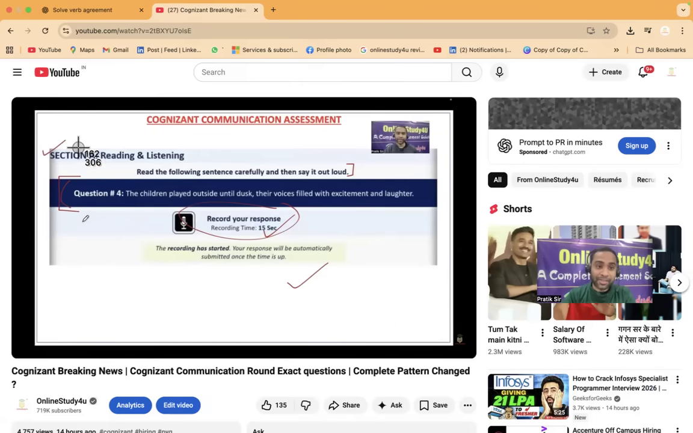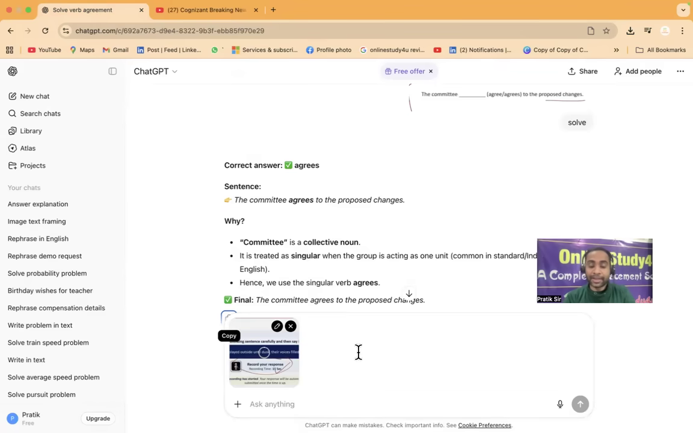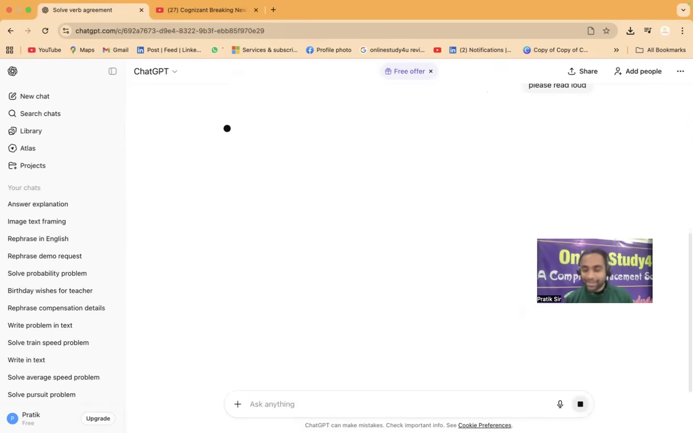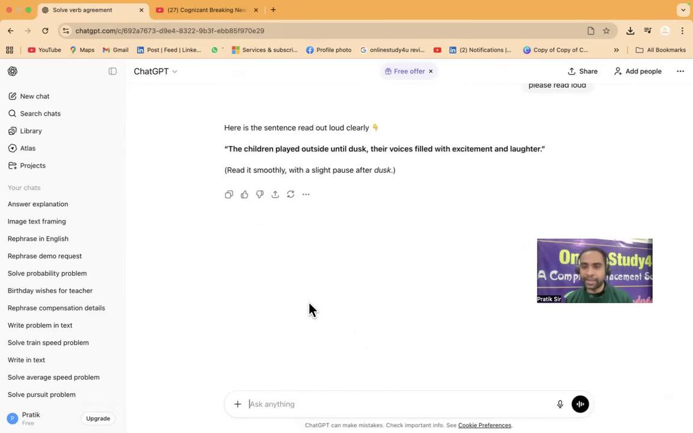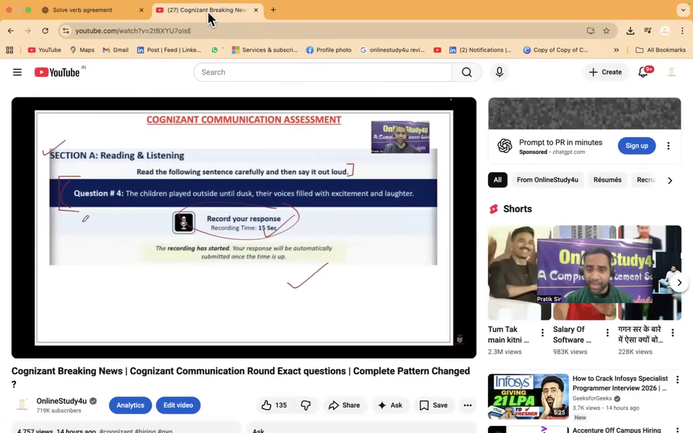Okay, so take one screenshot from here and then go and give it to ChatGPT. Brother, please read loud, please read loud. Okay, so they wanted you to read in this kind of question. So even if you're using a tool to do certain kind of cheating, you have to be very, very careful. Right? So here is a sentence, read out loud clearly. Okay, read it smoothly with a slight pause. So definitely they will not be reading on your behalf. So whatever they can do on your behalf, only that you get it done, right?